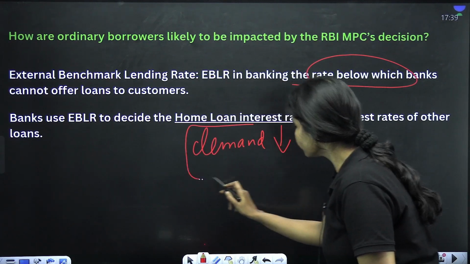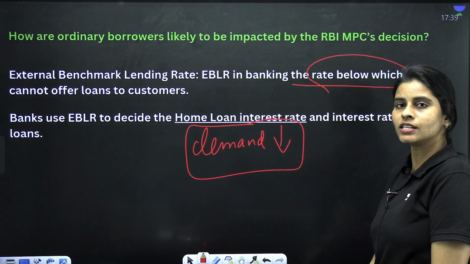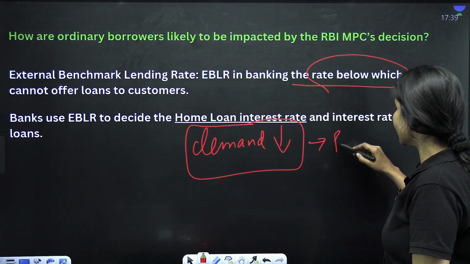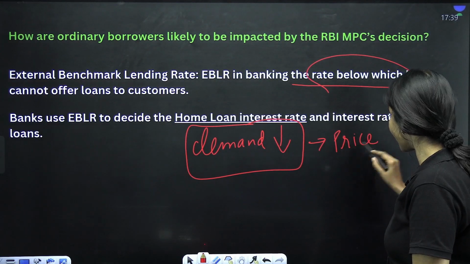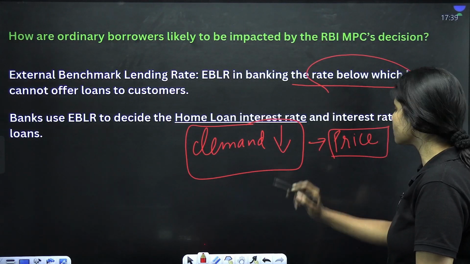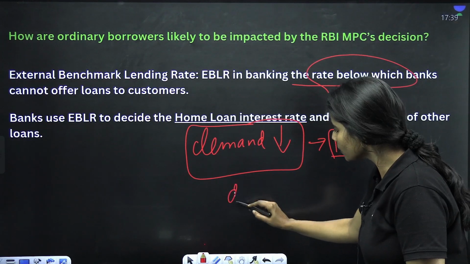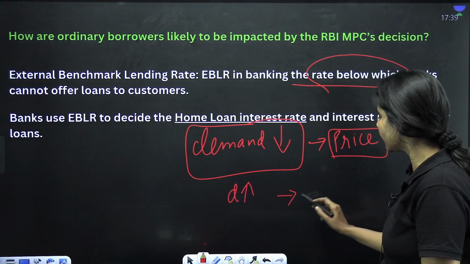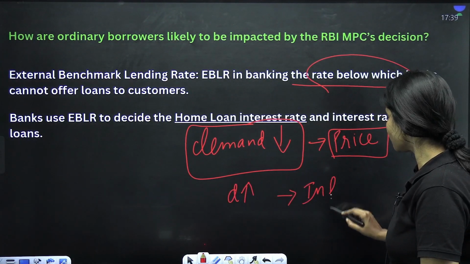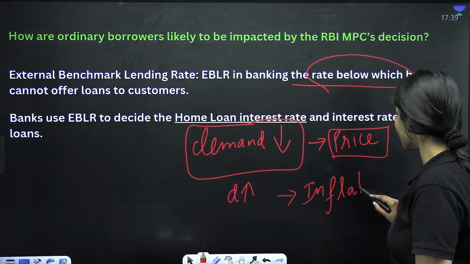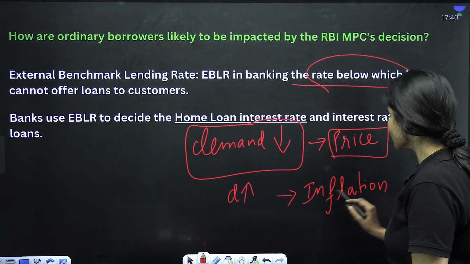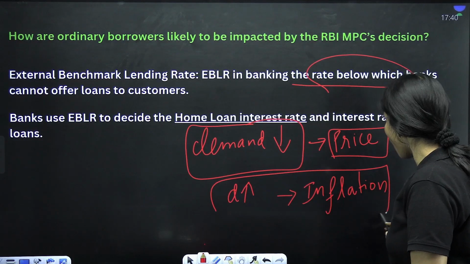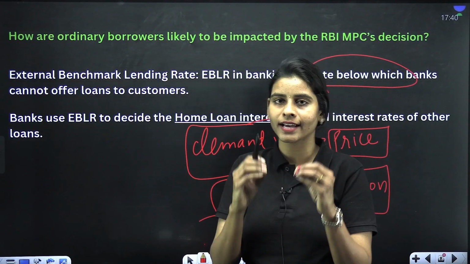So when the demand for goods and services is decreasing, then it will obviously help in maintaining the price of goods and services. Why? If the demand for the product is higher, then that can lead to an increase in the price of the product, leading to inflation. Clear? So this is something that is happening on a large scale as well.